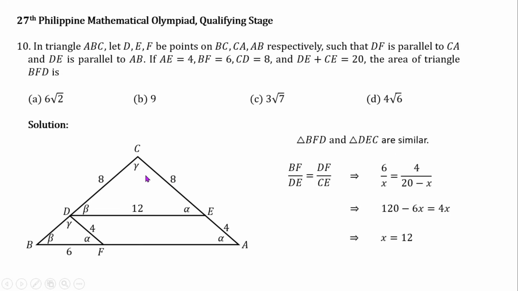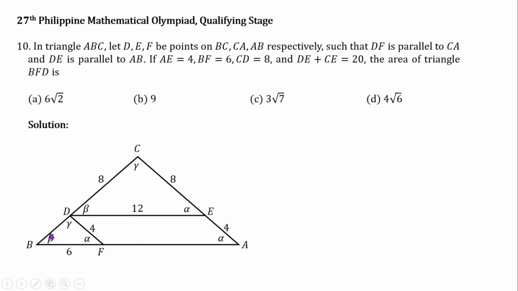Now we see that triangle DEC is isosceles. And since triangle DEC is similar to triangle BFD, BFD must also be isosceles. So BD must be equal to 4. Now we can find the area of triangle BFD.